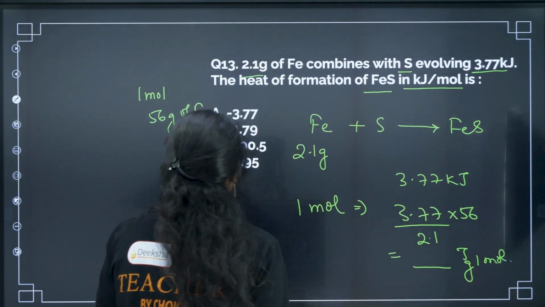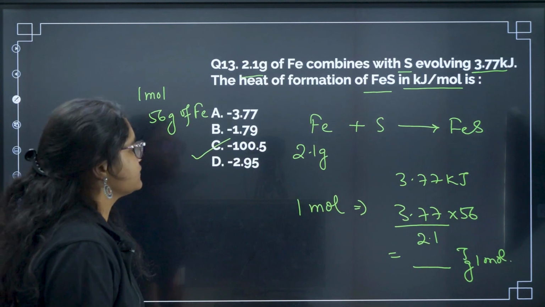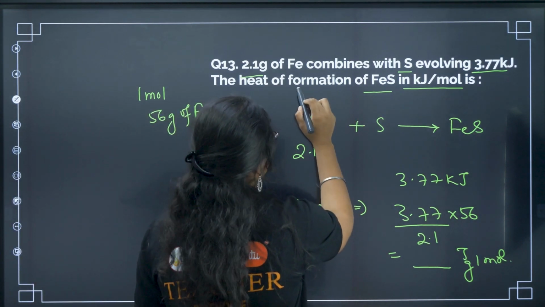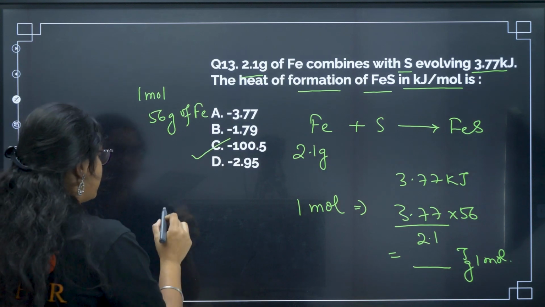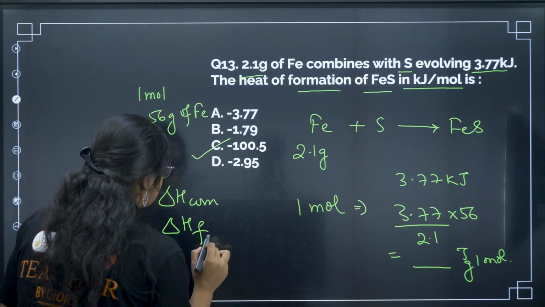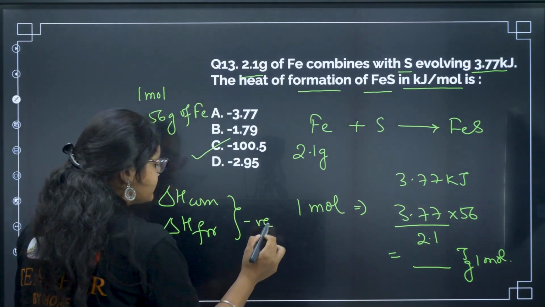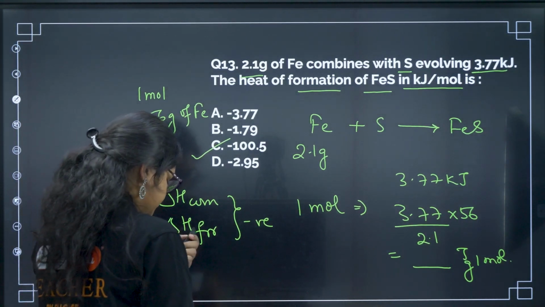Okay. So if you solve this, the correct answer for this question will be option number C. Since energy is released, the heat of formation will be negative, so the value will come in negative. Enthalpy of combustion and enthalpy of formation, these two values are always negative because energy is released in the process.